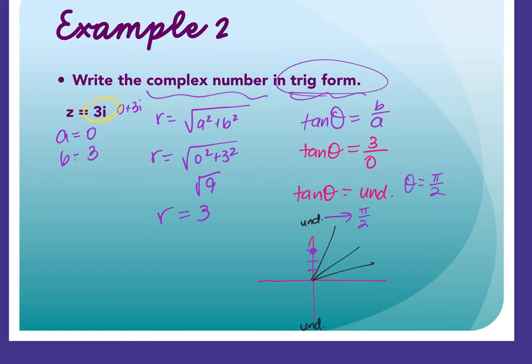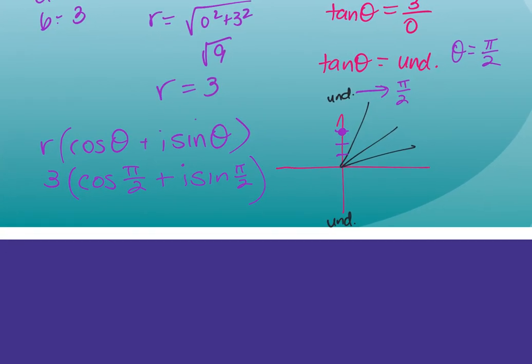So the trig form is r times the cosine of theta plus i times the sine of theta. That's on the last slide. So it's 3 cosine pi over 2 plus i sine pi over 2. This is the standard form. Let's distribute that in. It would be 3 cosine pi over 2 plus 3i sine pi over 2, like that. But you don't need to distribute it in. You can leave it just like that.